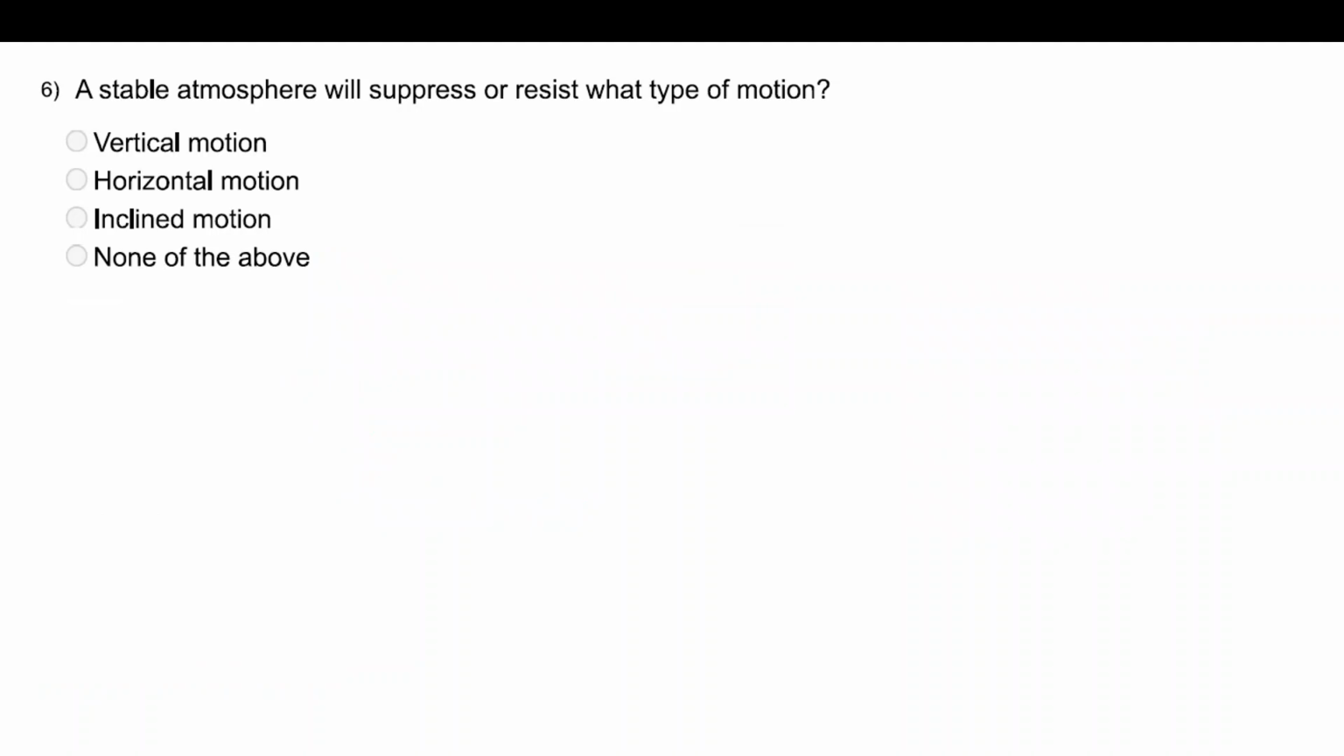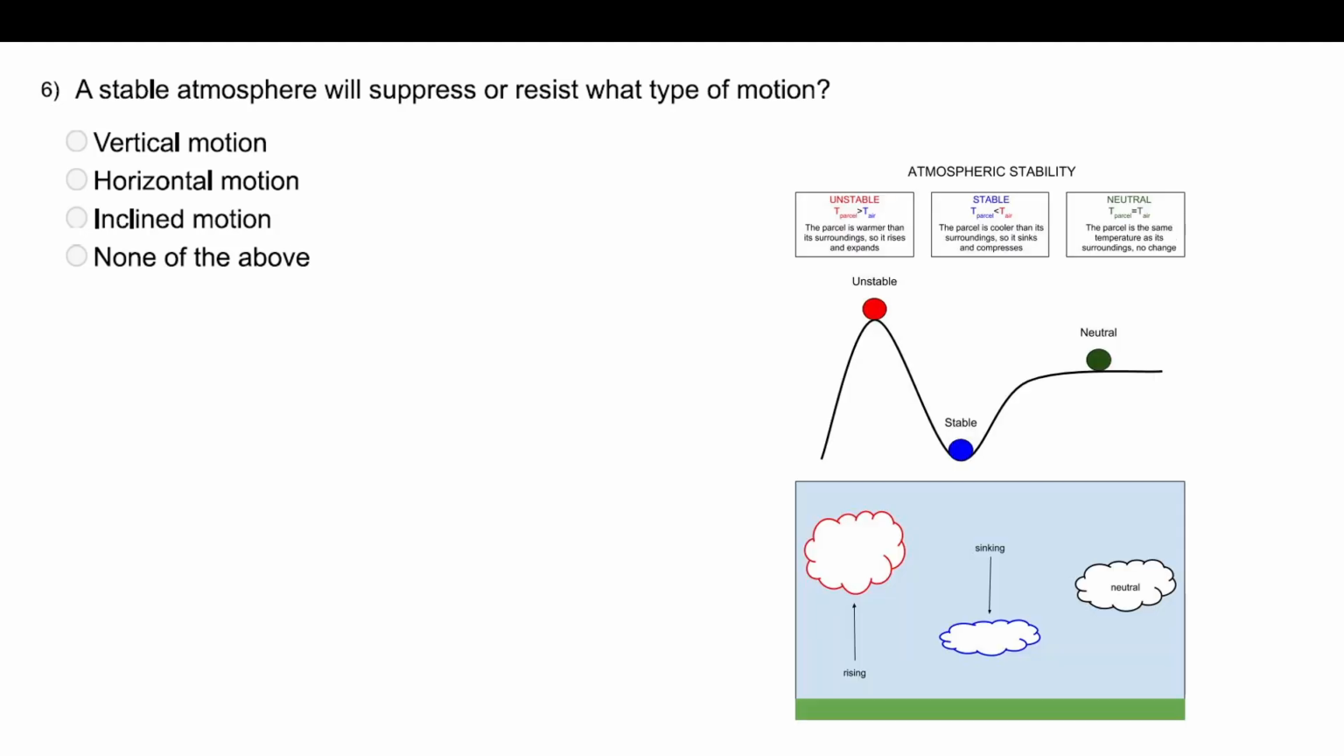Next question is, a stable atmosphere will suppress or resist what type of motion? Vertical motion. Yeah, we have discussed stable atmosphere, and a stable atmosphere is required so that it will not have vertical motion. Now what are the reasons that can cause vertical motion of air? One of the reasons is temperature.